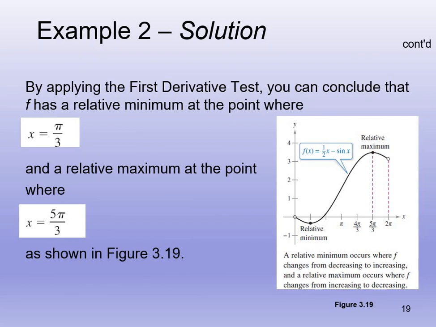So hopefully you now understand how we can use the first derivative test to see if a function is increasing or decreasing, and to see where its relative minimum and relative maximum could be, based on the critical numbers.